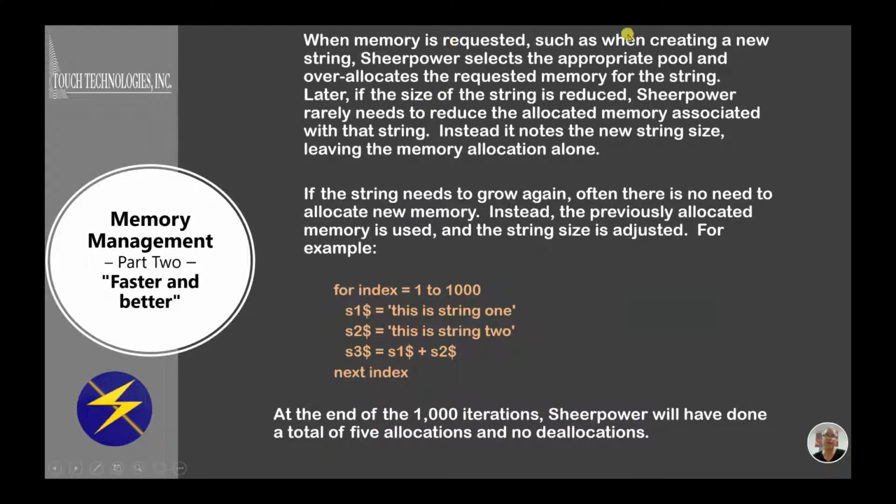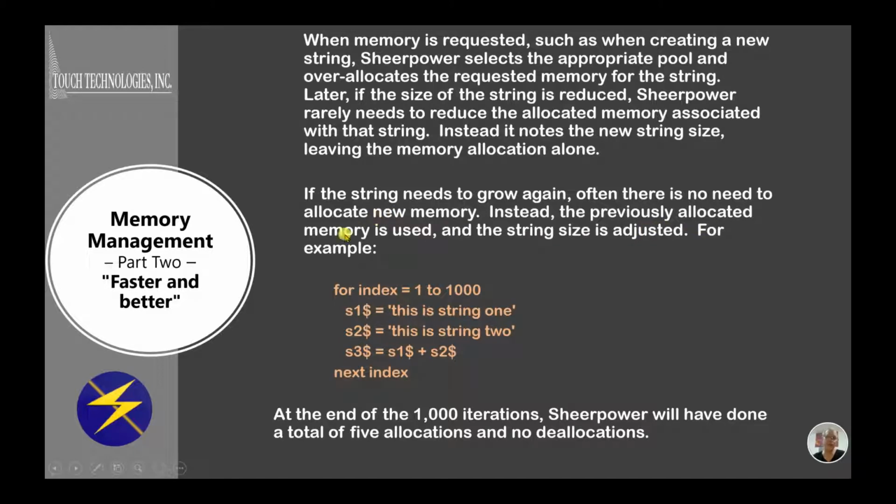When memory is requested, such as when creating a new string, Sheerpower selects the appropriate pool and overallocates the requested memory for the string. Later, if the size of the string is reduced, Sheerpower rarely needs to reduce the allocated memory associated with that string. Instead, it notes the new string size, leaving the memory allocation alone. If the string needs to grow again, often there's no need to allocate new memory, so that avoids a memory allocate. Instead, the previously allocated memory is used and the string size is adjusted.